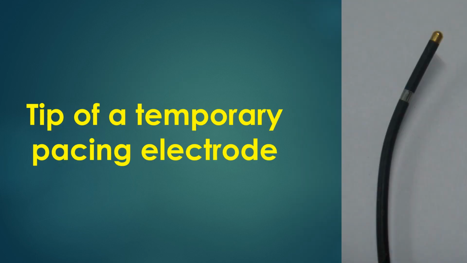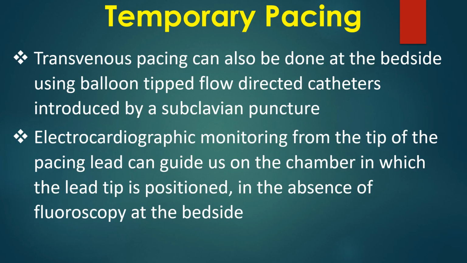Here the tip has a golden color and proximal ring electrode has a silver color. But this is not a universal color code. Some temporary pacing electrodes have same color for both electrodes. Transvenous pacing can also be done at the bedside using balloon-tipped flow-directed catheters introduced by a subclavian puncture.